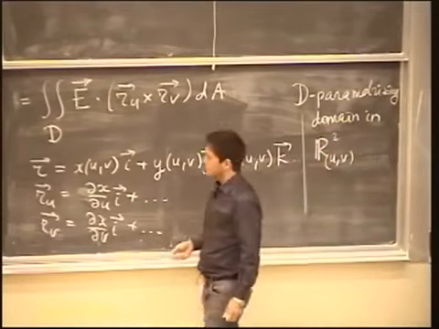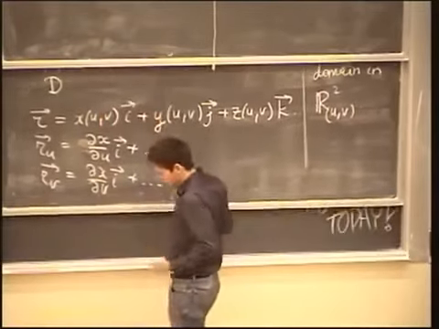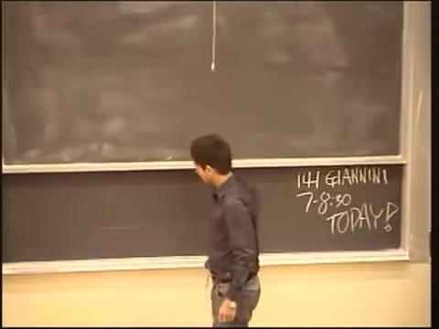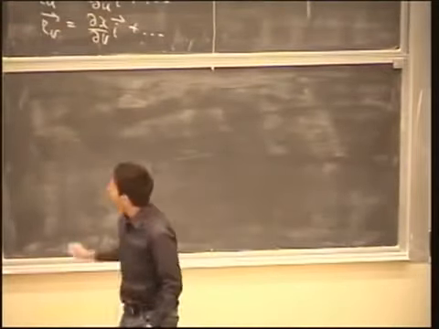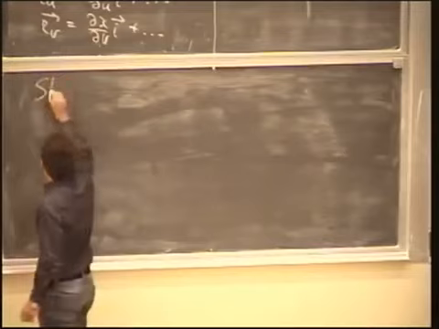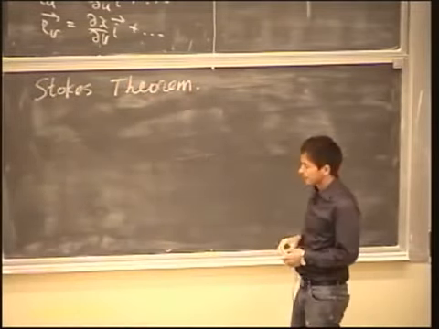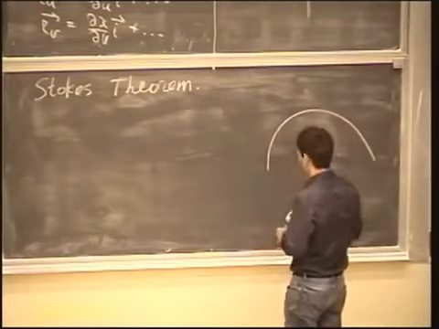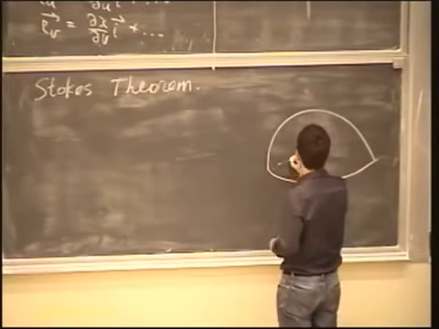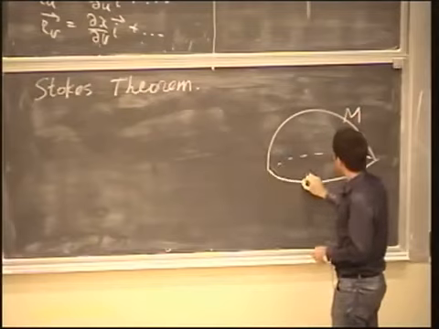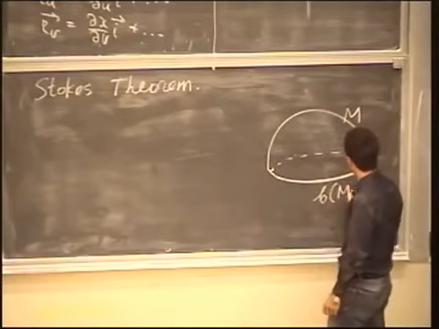Okay? So finally, we are ready to state the Stokes theorem by using this notion of a surface integral. Okay? So let me draw this one more time. So you have our surface M, and we have the boundary, the circle boundary, which I'll call B of M.